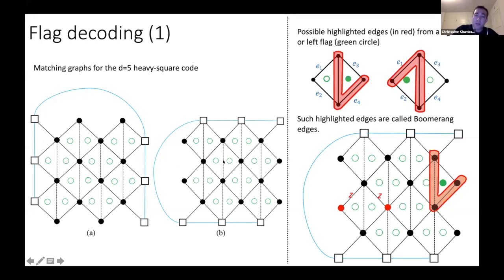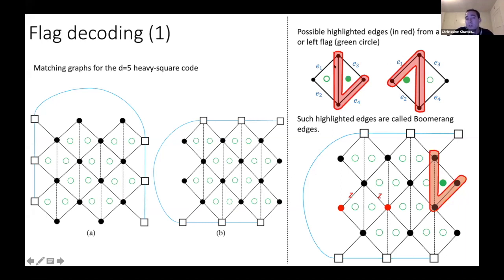And so for the example of the heavy square code, there are 2 possible flag outcomes, because there are 2 flag qubits for each weight 4 stabilizer. And if a right qubit flags, then you can show that the possible data qubit errors are either a qubit error on the edge E4 or a weight 2 error on the edges E3 and E4. And there's also a possibility, of course, that there's no data qubit error, for instance, if you have a measurement error. And similarly, for a left flag, you have an error on E1 or an error on E1 and E2.